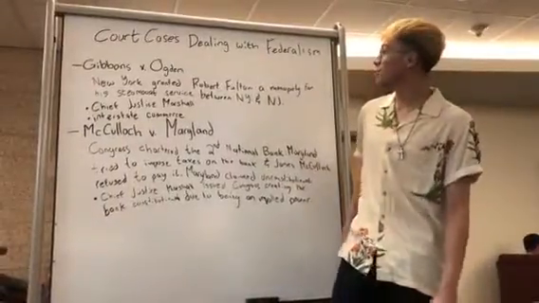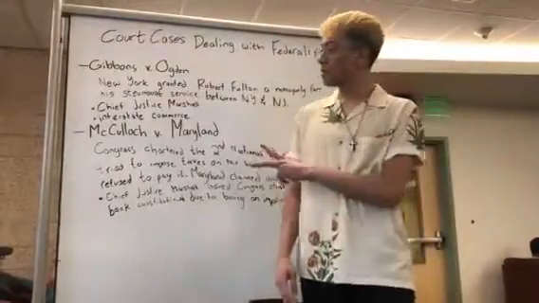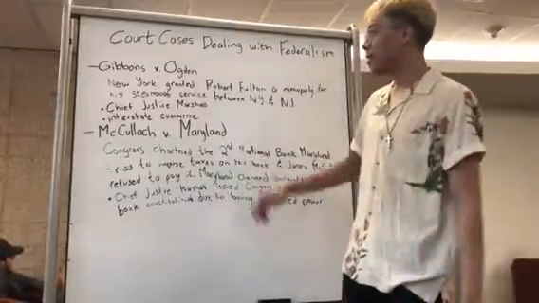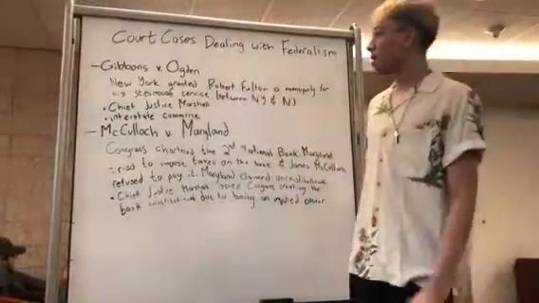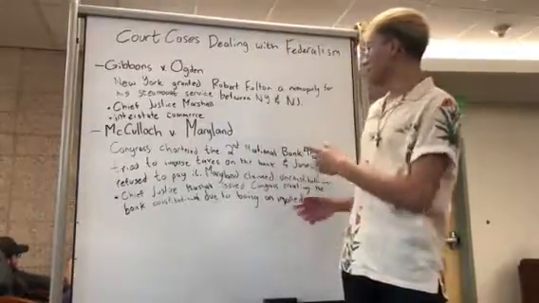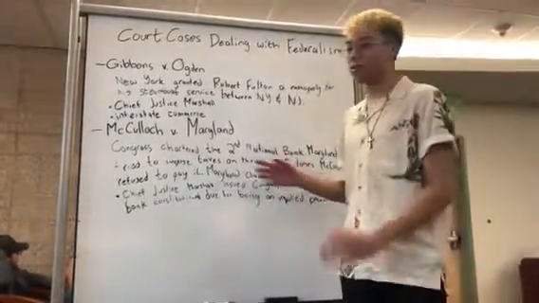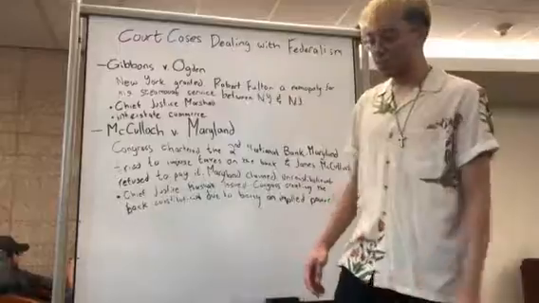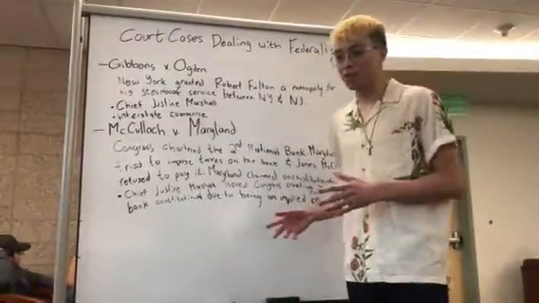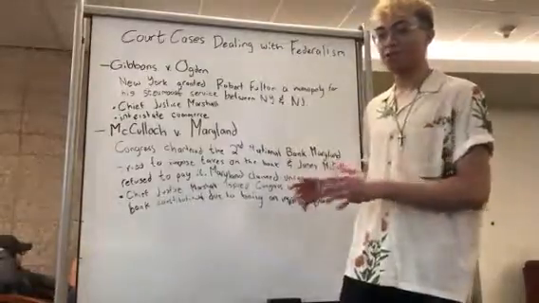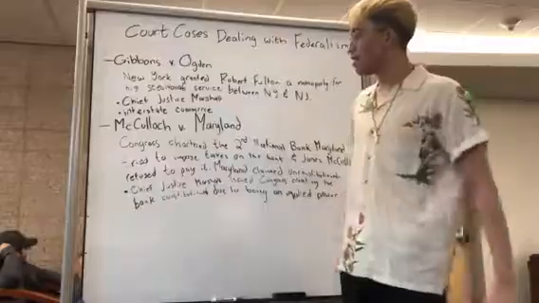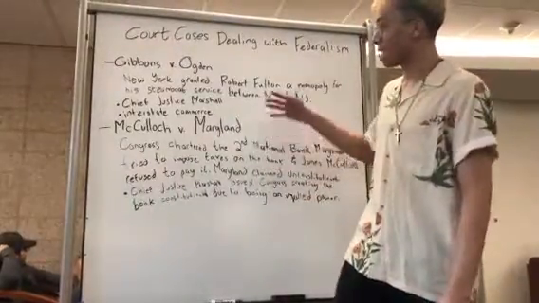So court cases dealing with federalism, the two big ones are Gibbons versus Ogden and McCulloch versus Maryland. Gibbons versus Ogden, this one viewed New York. They granted Robert Fulton a monopoly for steamboat service between New York and New Jersey. Chief Justice Marshall ruled that this was unconstitutional due to the idea that the national government is in charge of all interstate commerce between all states, and that shows the national power over that.